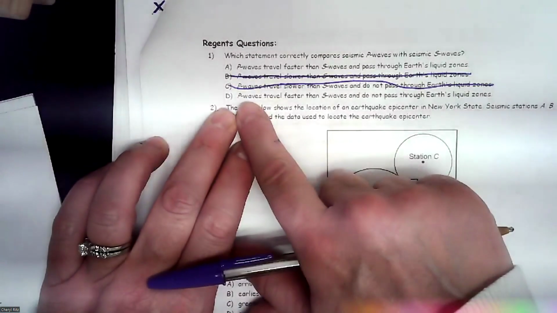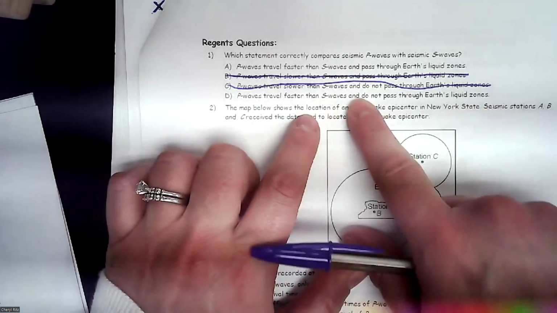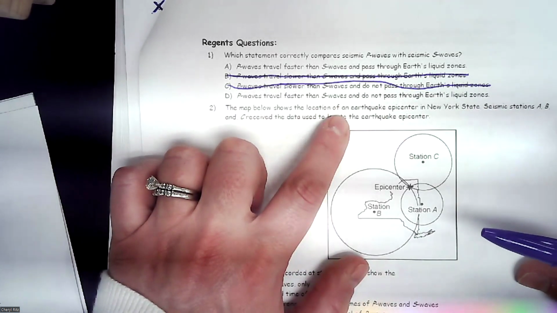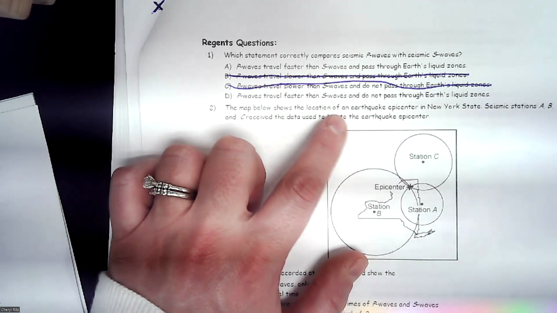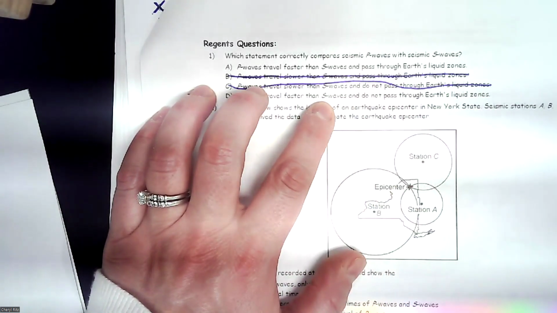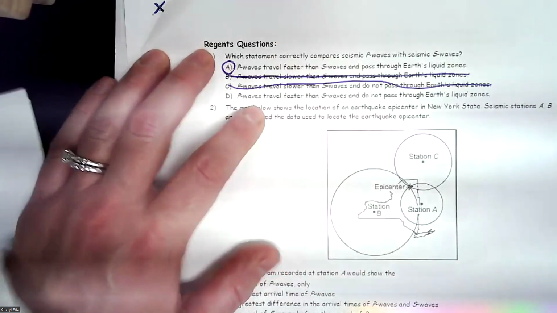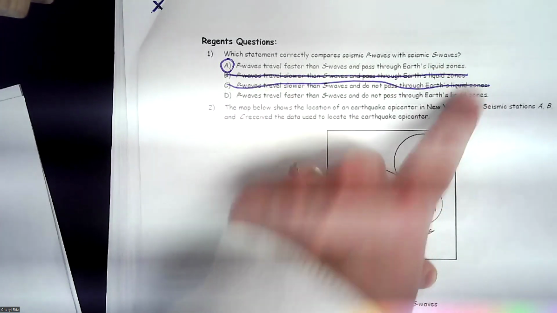When I read it the way it was written, it says P waves travel faster than S waves and do not pass through the liquid outer zones. When they're talking about the "and do not," they're still talking about the P waves. If you read it the way they expected you to read it, it would have said P waves travel faster than S waves and S waves do not pass through the Earth's outer core. So it was more of a reading question, but it is answer A. P waves travel faster than S waves and pass through the Earth's outer liquid zone. So it was really a reading question, not an earth science question. I hate those, but the Regents loves them.